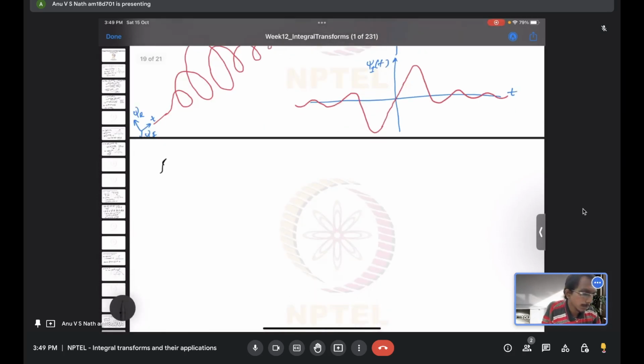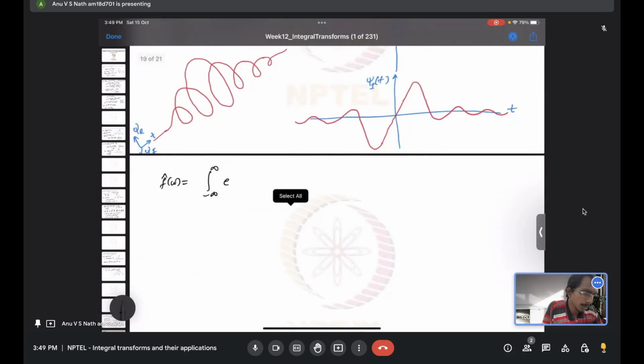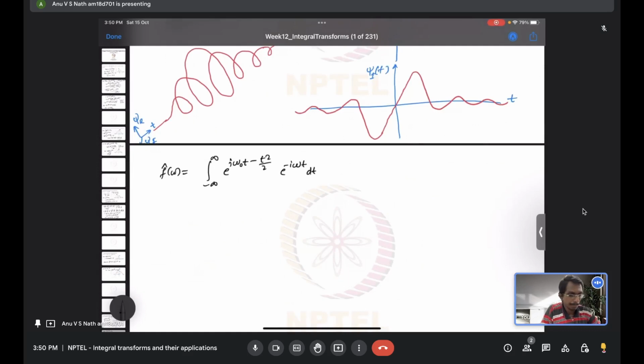The Fourier transform, by definition, is the integral from minus infinity to plus infinity of the function, which is e raised to i omega 0 t, e raised to i omega 0 t minus t square over 2, then exponential of minus i omega t dt. See, omega 0 is the intrinsic frequency of the Morlet wavelet, but we are using an outside frequency to evaluate this Fourier transform, which is omega.